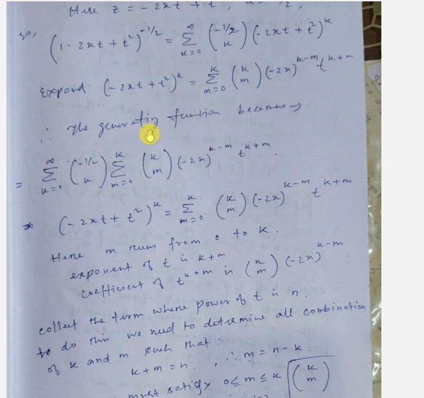After that we can just expand this form and the generating function becomes the sum over k, 0 to km, of 2x. Why is it becoming km? Well, you can expand this: 2 minus 2xt plus t square to the power k. After expanding this, we will get 2x to the power k minus m, and then t to the power k plus m.